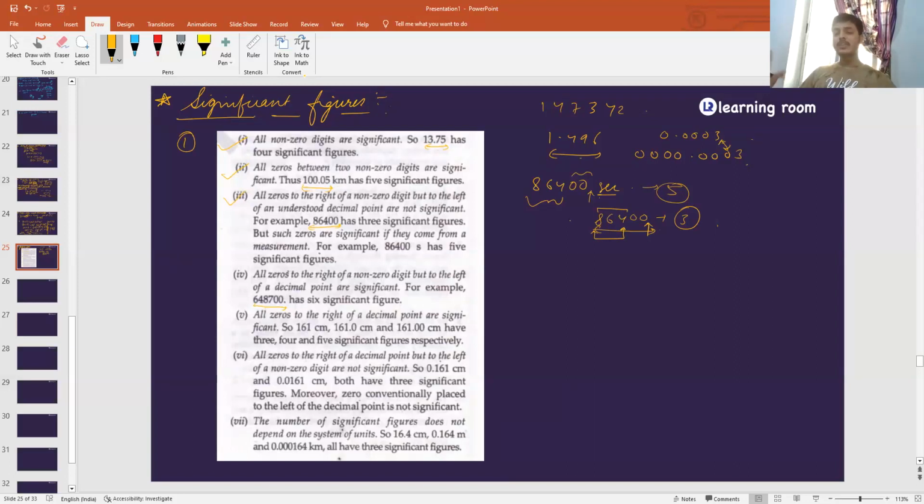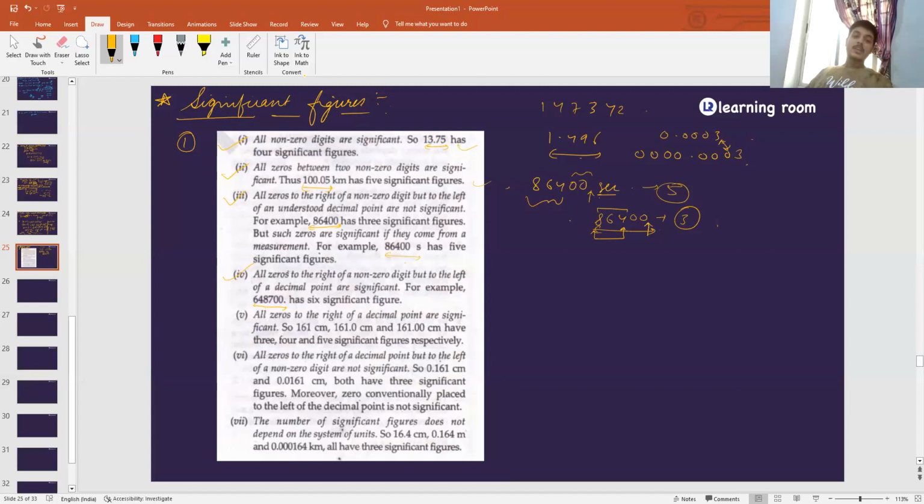This is quite confusing in the initial time, but when you solve questions, you'll get a habit of it. These first two are easy. So if a unit is there, you have to count. If a unit is not there, you don't have to count. If a decimal is there, you have to count. Understood till point 4?